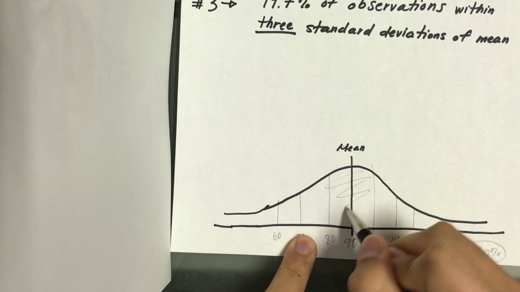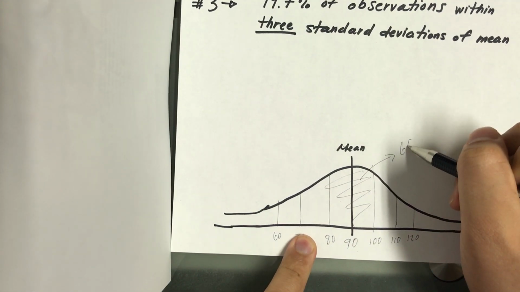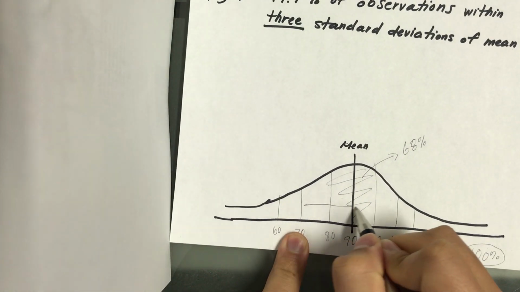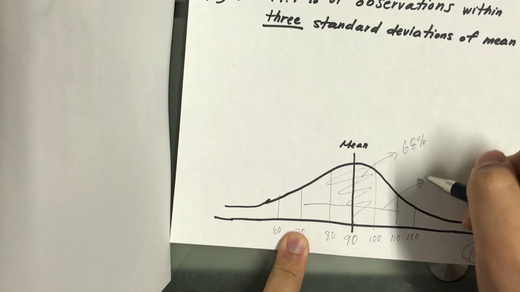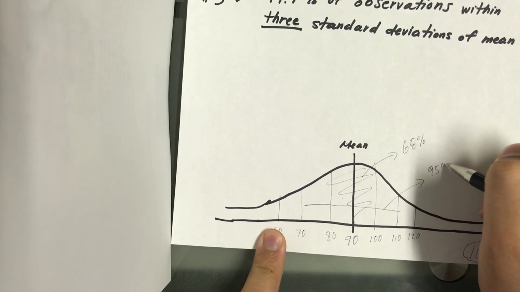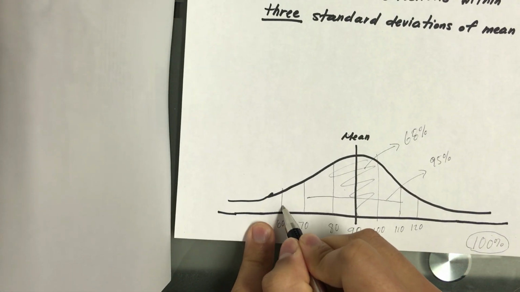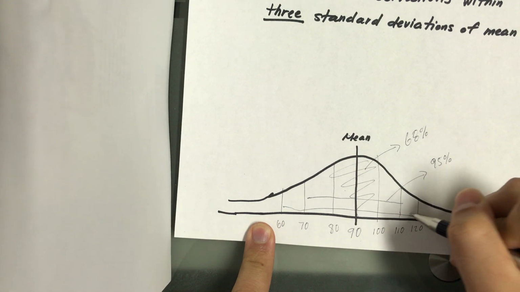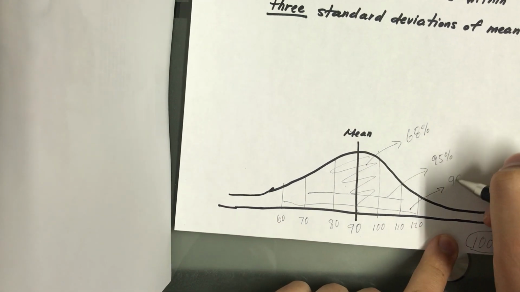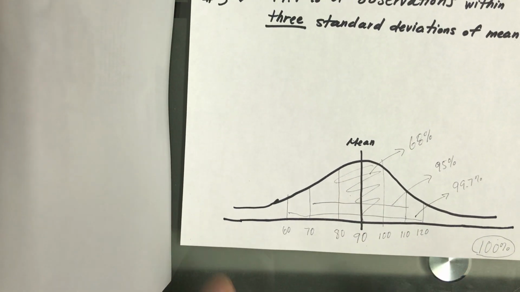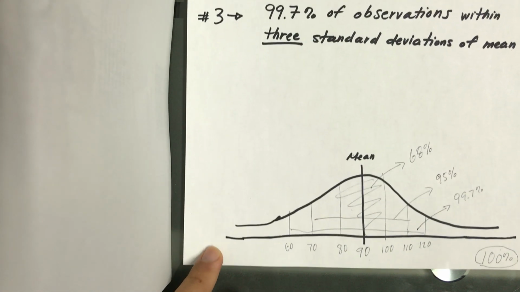So this area here represents 68% of our observations. This area here, 2 standard deviations, represents 95% of our entire observations. And then if we were to go 3 standard deviations from the mean, we'd have 99.7% of observations. So this is basically what it looks like. Hope this helps to try to grasp this material.